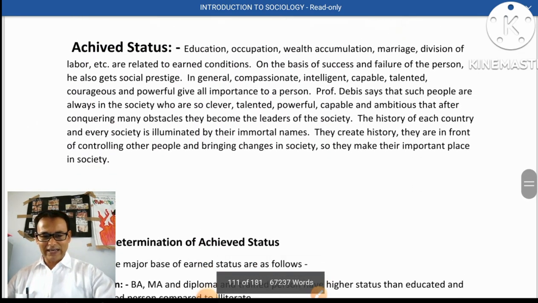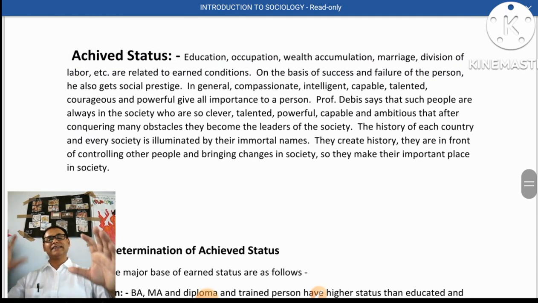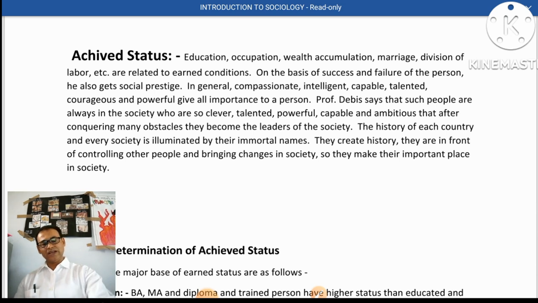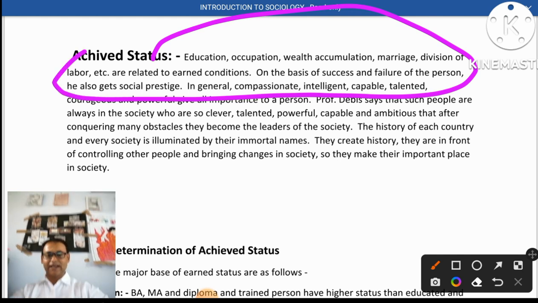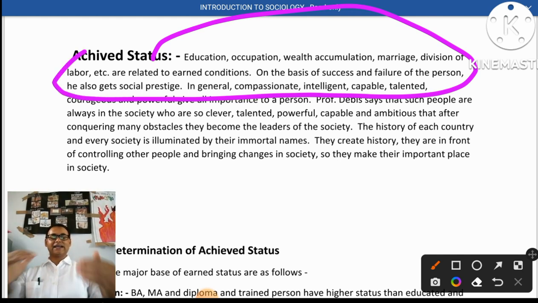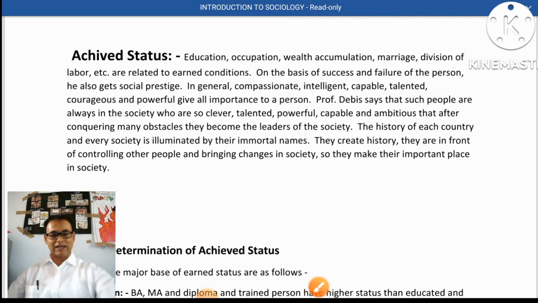Now we will look at the achieved status and the determinants of achieved status. Education, occupation, wealth, marriage, division of labor, etc. are related and conditioned on the basis of success and failure of the person. He also gets social prestige in general: compassionate, intelligent, capable, talented, courageous, powerful qualities give importance to a person.